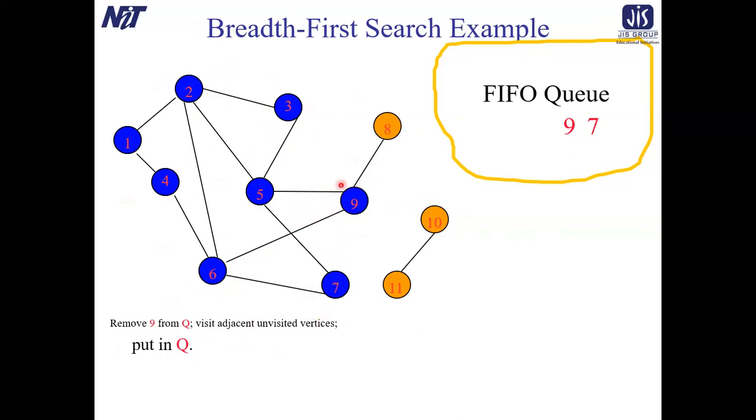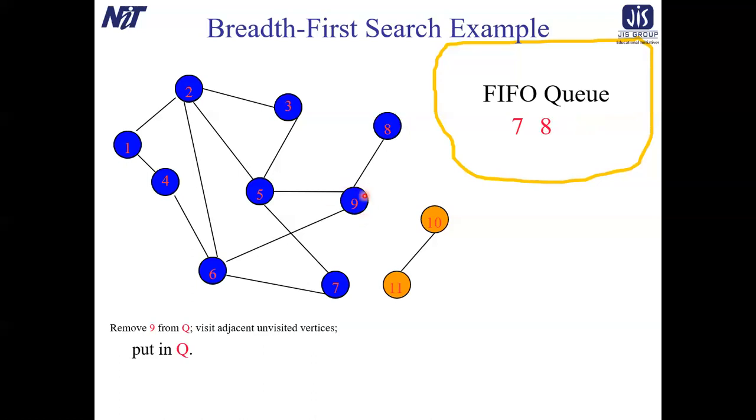Now we remove 9, and one unvisited vertex is there from 9. So we remove 9 and put 8 into the queue. Now remove 7. There are no unvisited vertices, so we just remove 7. Then remove 8 and visit its unvisited vertices, but there are none from 8, so we just remove 8.